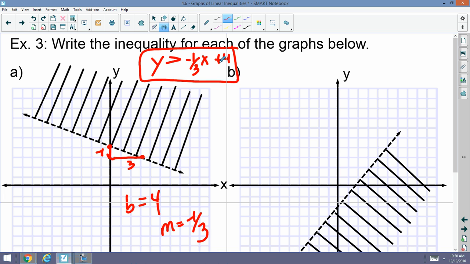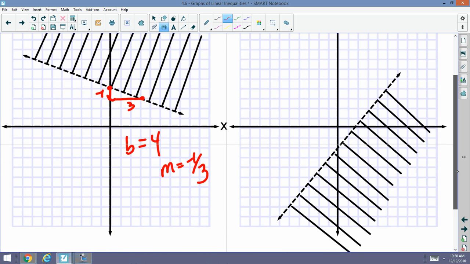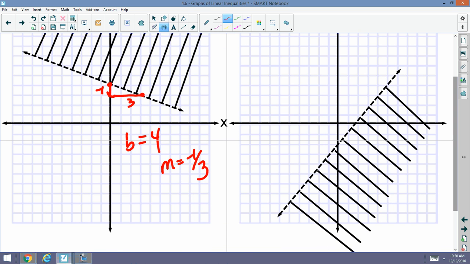Makes sense. Okay. How about this one for B? What's my setup going to be here? Y is blank. Y is less than. Very good, because I shaded below and I'm going dash line, so it's less than. What's my y-intercept here? Yeah, negative 2. Very good. So B is negative 2. And what's my slope?